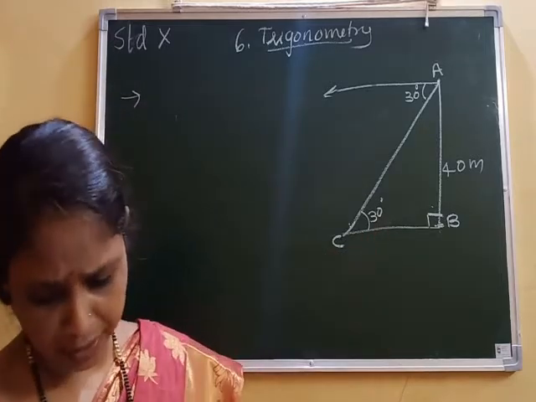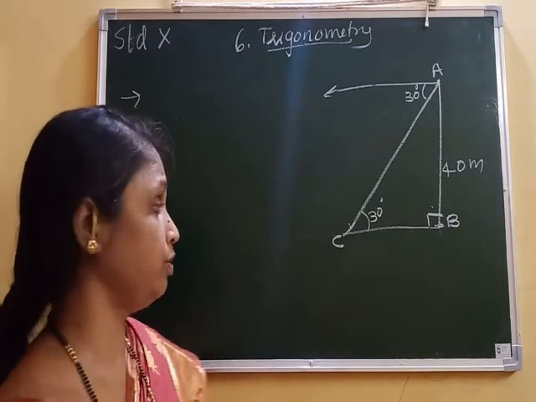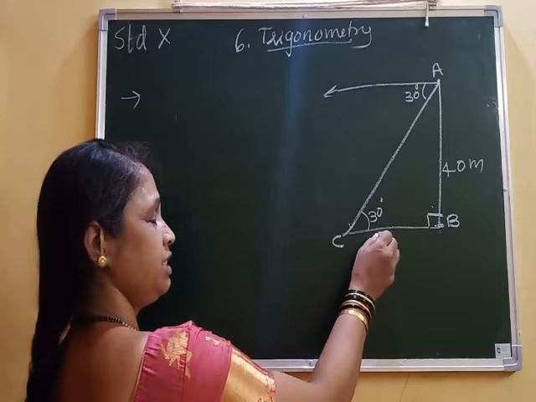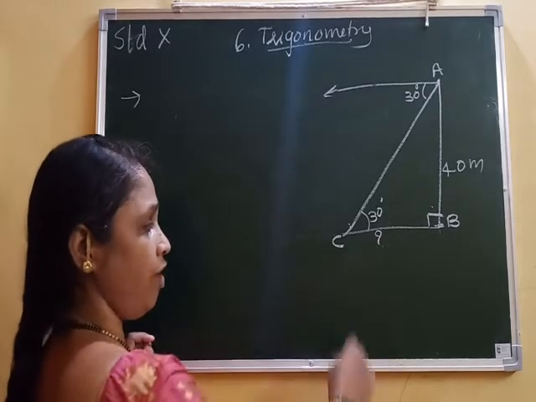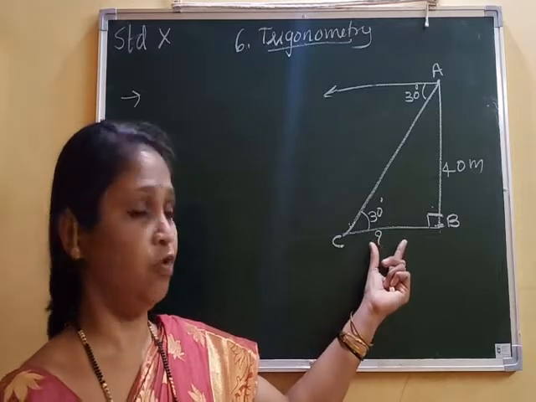Now what do we want to find out? Find how far the scooter is from the building. So this distance BC is how far the scooter is parked from the building. This we have to find out.